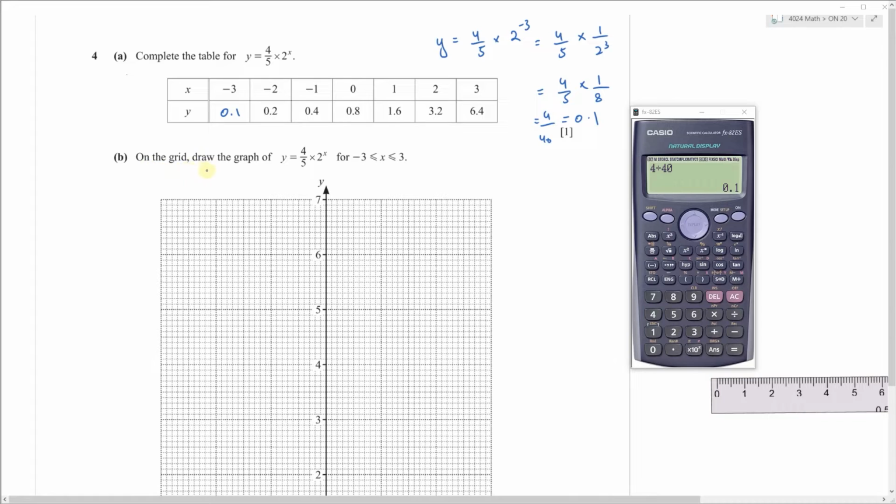Part B is on the grid. Draw the graph of y equals 4 over 5 multiplied by 2 power x for values of x between minus 3 and 3. So you're given this table. You've already filled this value. So basically you have to plot this on the grid given below. So let's plot this.